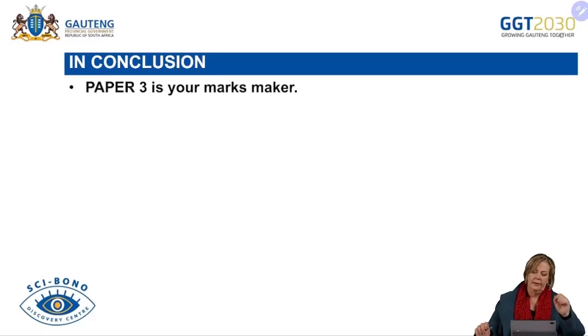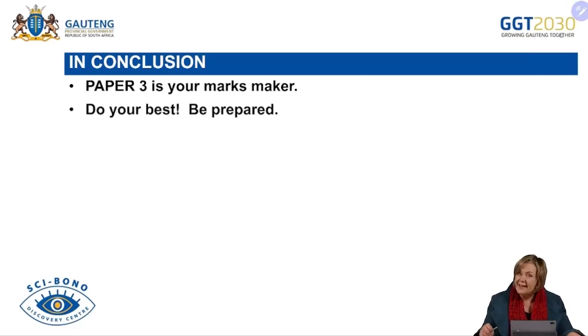In conclusion, remember, paper 1 is your naughty person. Paper 3 is your marks maker. It counts 100, and it's your opinion, your ideas, your thoughts. So there's no limited memo that it has to be marked against. Remember, I referred to the rubric. It's a global idea, global thought. So be prepared. Do your best. And that is all we can ask.